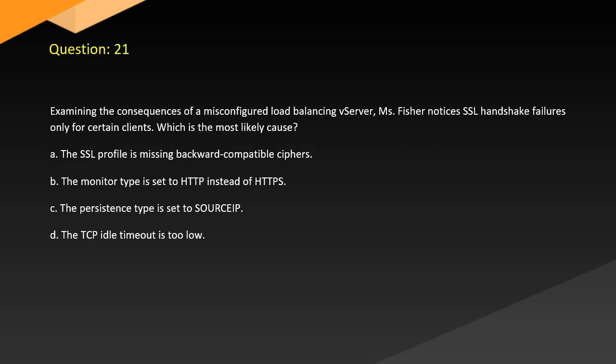Question 21. Examining the consequences of a misconfigured load balancing vServer, Fisher notices SSL handshake failures only for certain clients. Which is the most likely cause? A. The SSL profile is missing backward compatible ciphers. B. The monitor type is set to HTTP and pointed at HTTPS. C. The persistence type is set to source IP. D. The TCP idle timeout is too low.